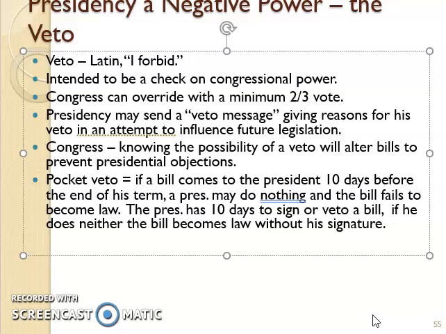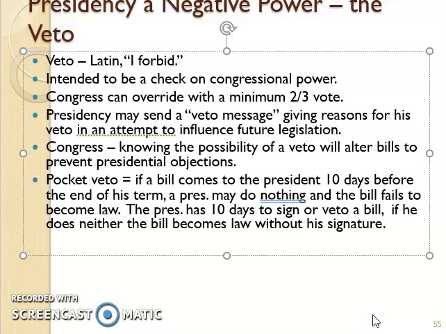The Congress is also deeply aware that the president has this power to veto legislation, and so because of that, they'll seek out the president's view on these proposed laws, to make sure it doesn't suffer the fate of an executive veto. That's a big deal. The pocket veto.